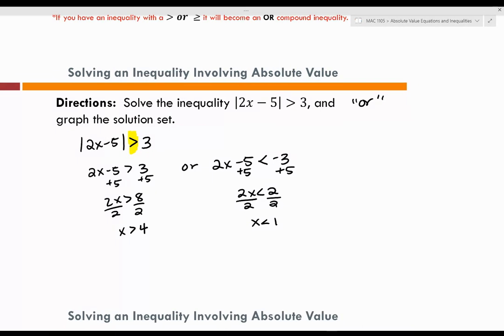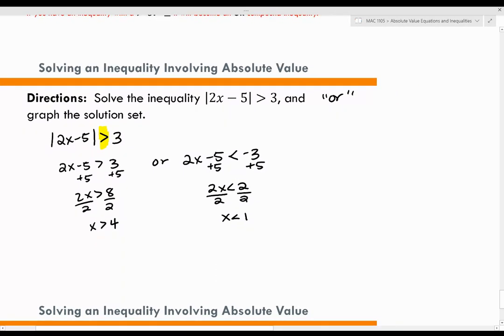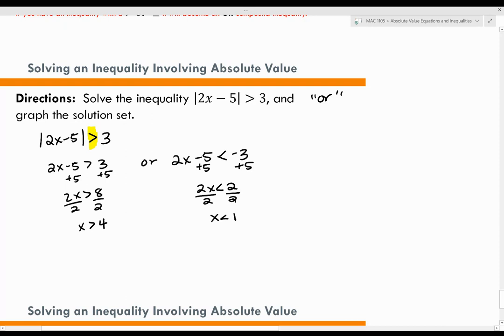Okay, so just like when we had the absolute value inequalities that had the less than symbols, we're going to go ahead and practice how to write our answers in those 3 different methods. So graphing, set builder notation, and interval notation.